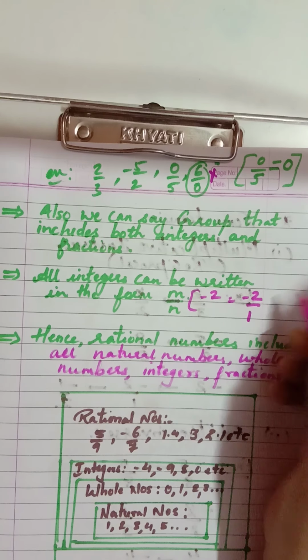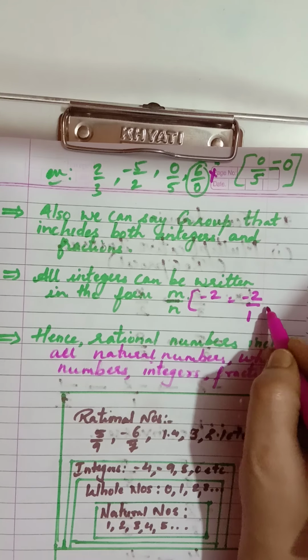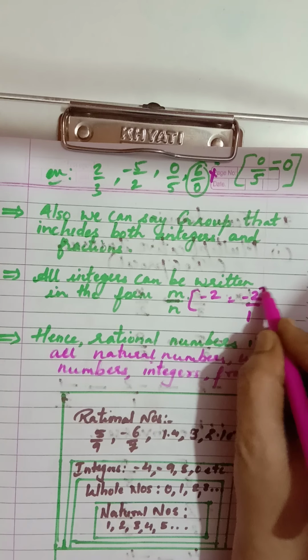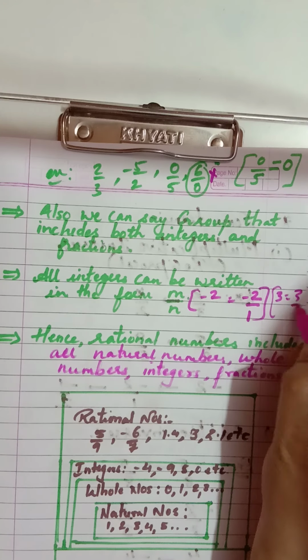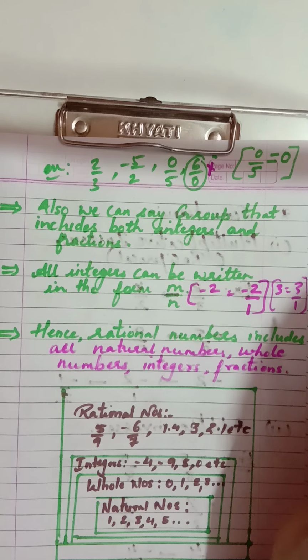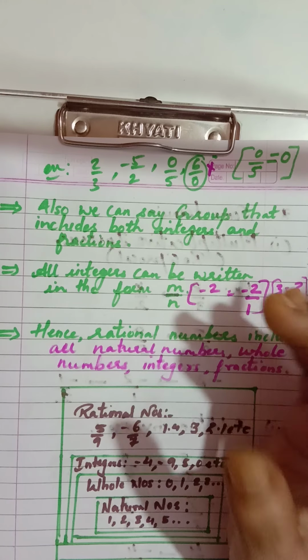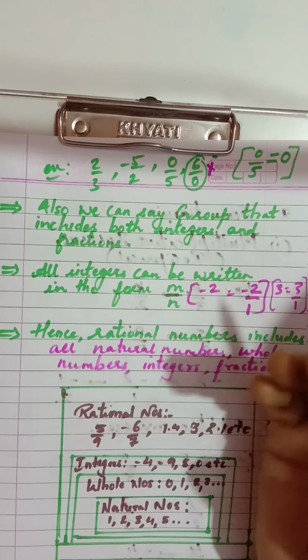Yes or no, children? Any simple number, for example, if I take the number 3, I can also write 3 upon 1. So it also becomes numerator upon denominator form, and any number when we write it in numerator and denominator also becomes a rational number. So we can say that all integers can be written in the form of m upon n, and all the integers are part of the rational numbers.